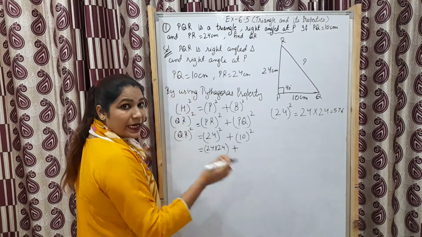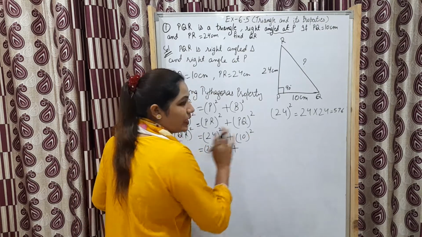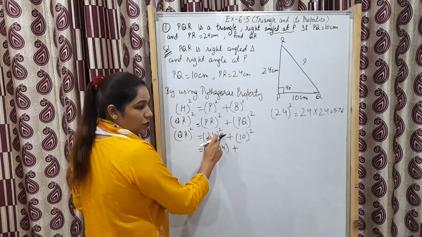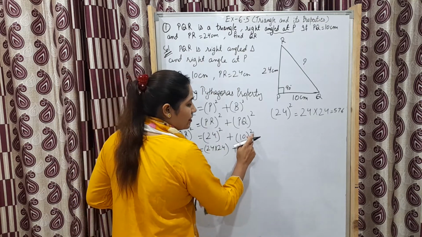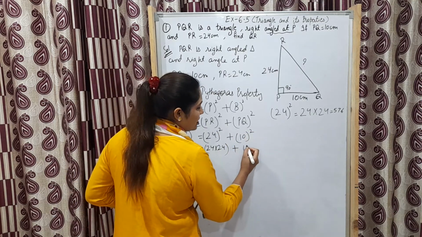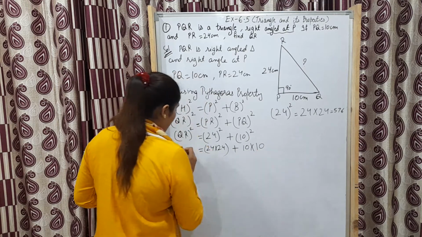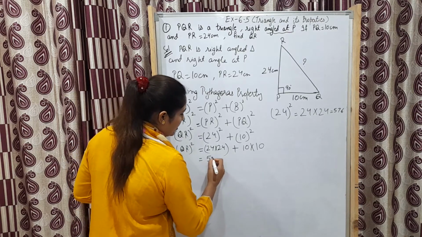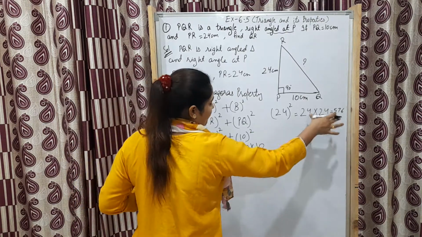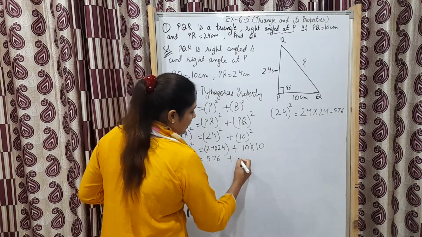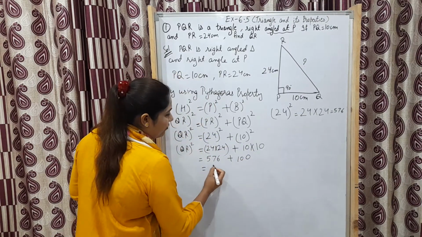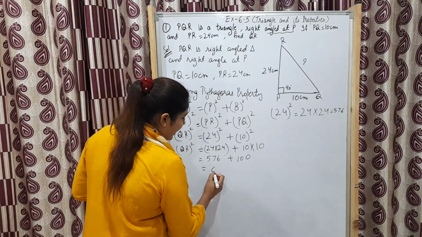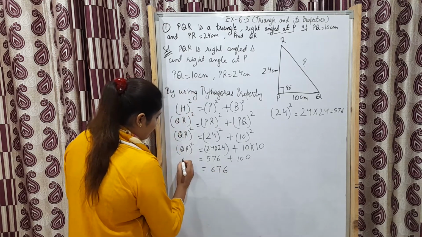Now 10 square. 10 square doesn't mean 10 into 2. That is totally wrong. You will not write 10 into 2. You will not write 24 into 2. That is wrong. 10 square, 10 raised to power 2, it means 10 multiply 10. So when we will solve it, 24 into 24, 576. This one is our rough work. Then 10 into 10 is 100. Now when we will add them, 576 plus 100, we will get 676.